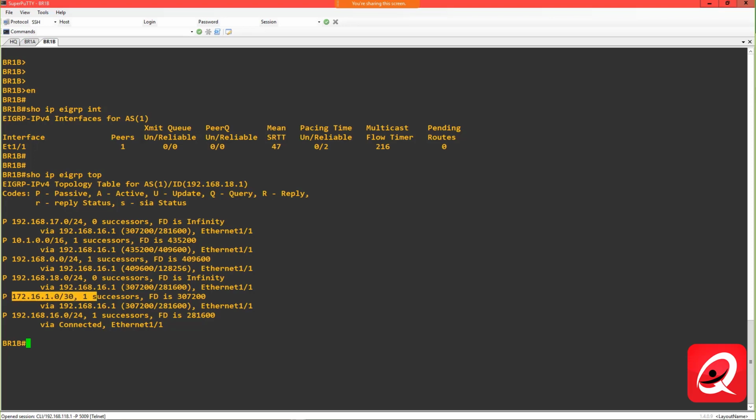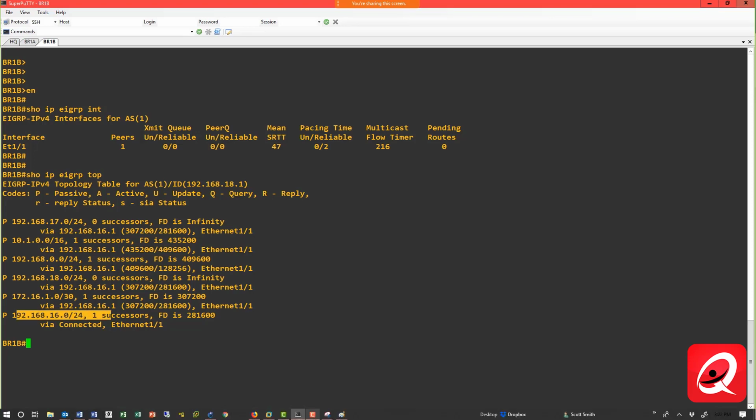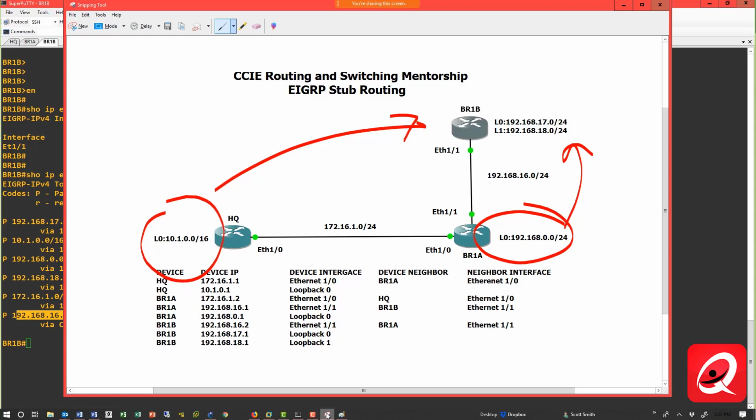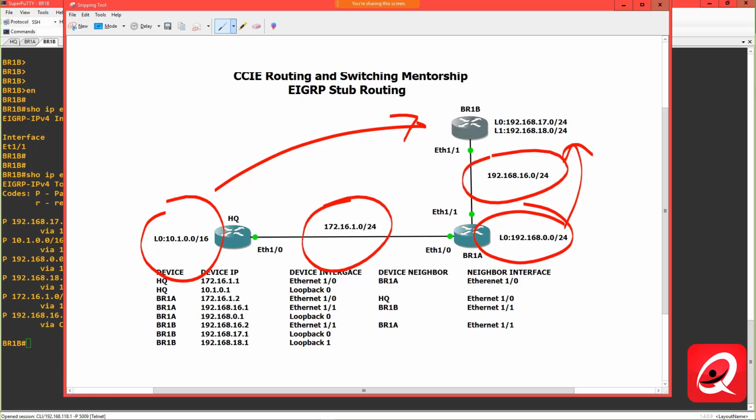And the 172.16.1 and the 192.168.16 are these two networks, this network and this network. So it looks like we have full convergence. All of those networks are being learned by BR1B, including these guys that have an infinite metric.